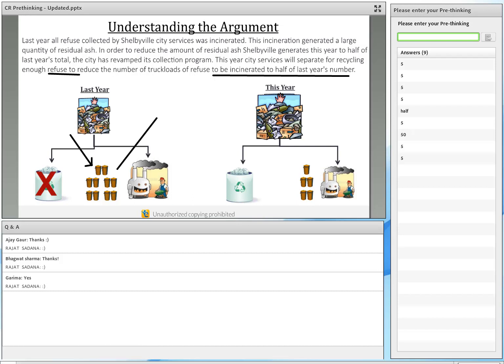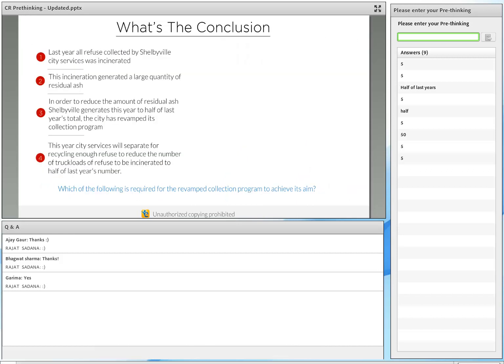Five. Not 50. Half of what it was last year. And how many did I send last year? 10. Okay, it is always half of last year's number. And that's the beauty that you need to recognize in the language.